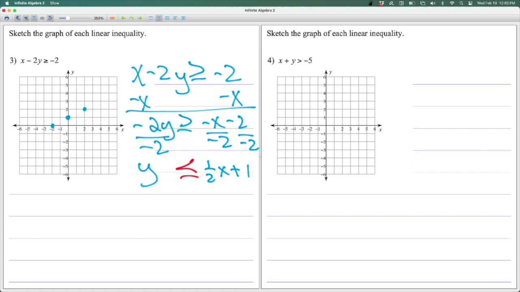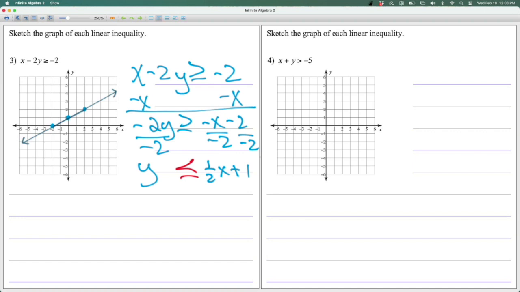It doesn't matter. Is this a dotted or solid line? Solid. Why is that solid? Because it's got the equal to on it, right? Are we shading? Is the truth above the line or below the line?